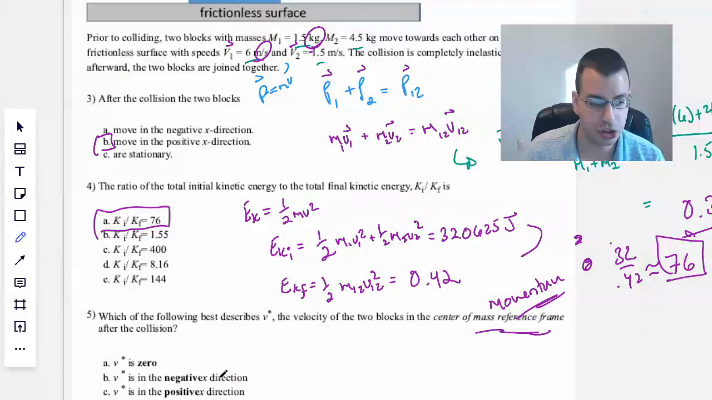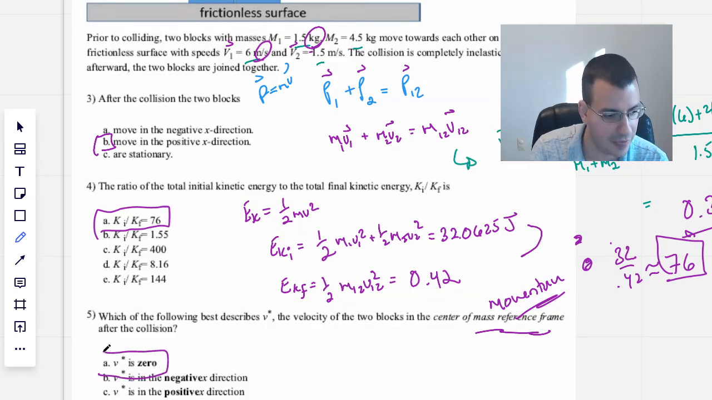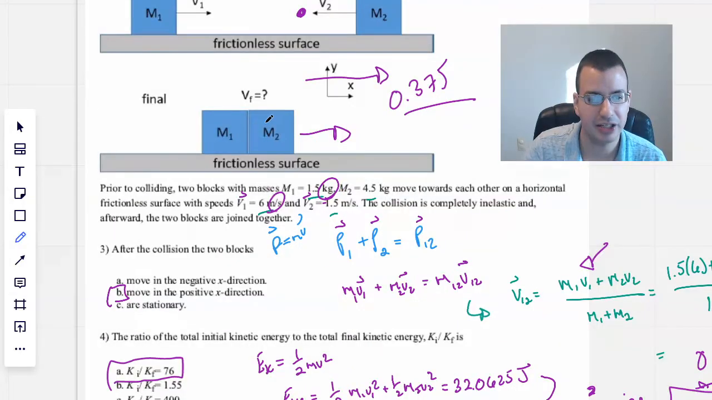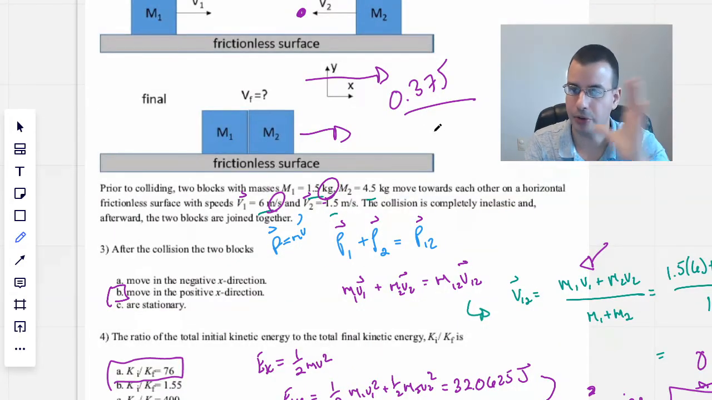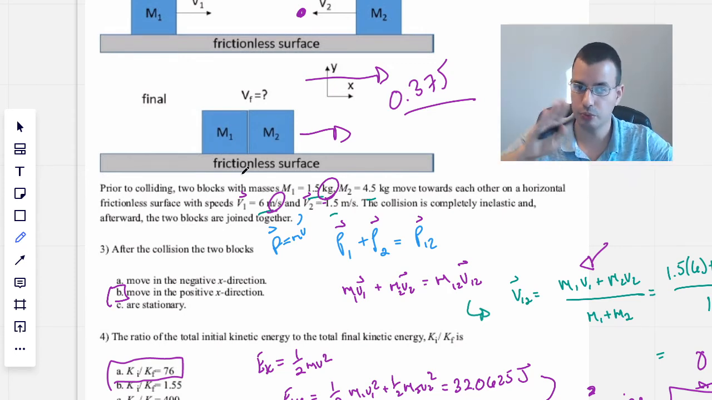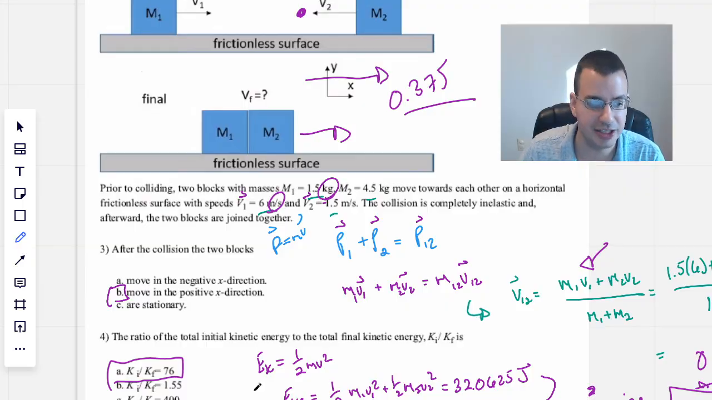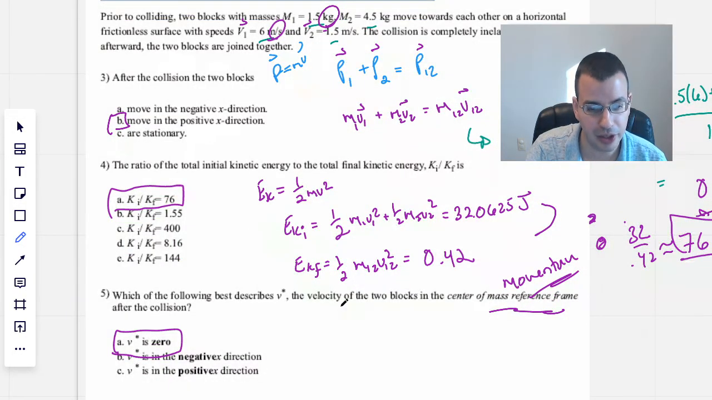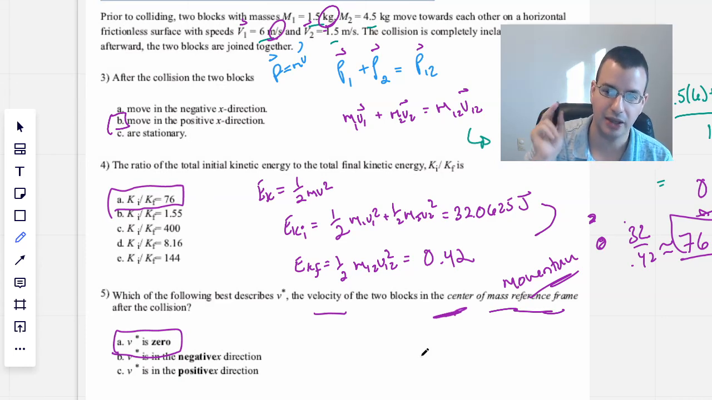So, long story short, which of the following best describes the velocity of two blocks in the center of mass reference frame, which has to do with momentum? It's going to be 0. It's going to be the same, because after these two blocks hit, the camera is going to be moving along at 0.375 relative to what we're seeing here. These two blocks are going to be moving to the right at 0.375. They're both going to be moving in the same direction, so to us it'll look as if they are not moving at all. So the velocity in the reference frame will be 0.